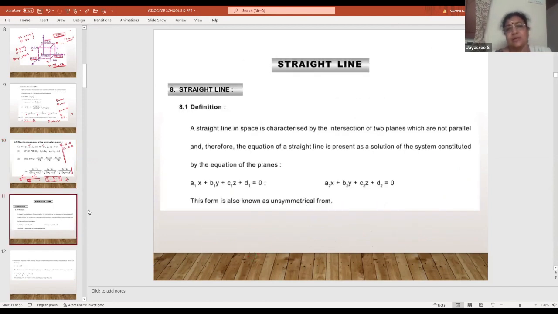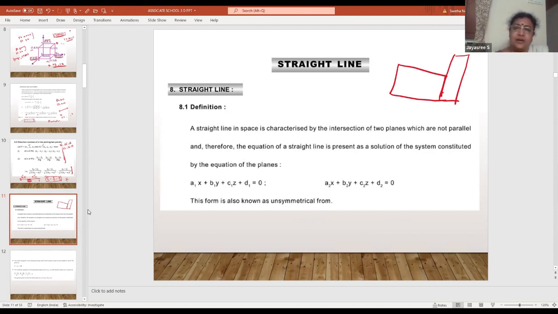Coming to the next one, this is the unsymmetrical form of a straight line. That is, when 2 planes intersect, the intersection of 2 planes always forms a straight line. So a1x plus b1y plus c1z plus d1 equals 0, and a2x plus b2y plus c2z plus d2 equals 0. This is the unsymmetrical form, but we are not talking about all these things.